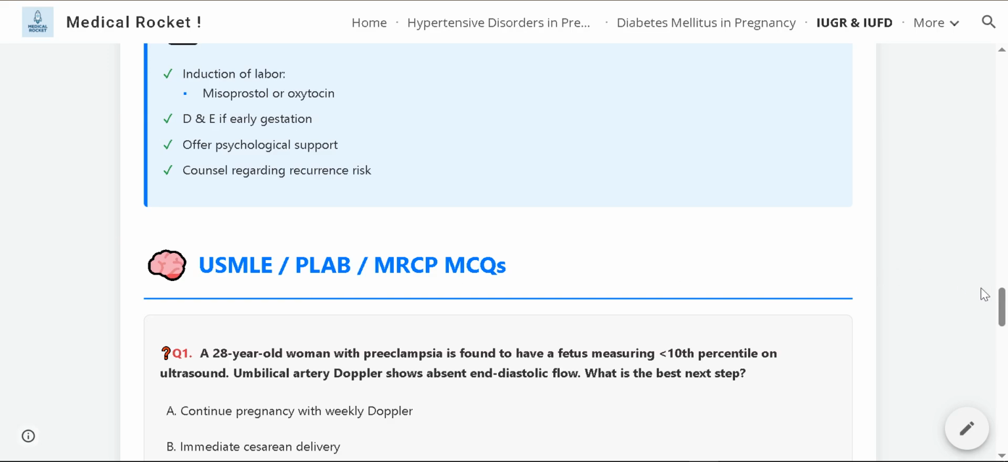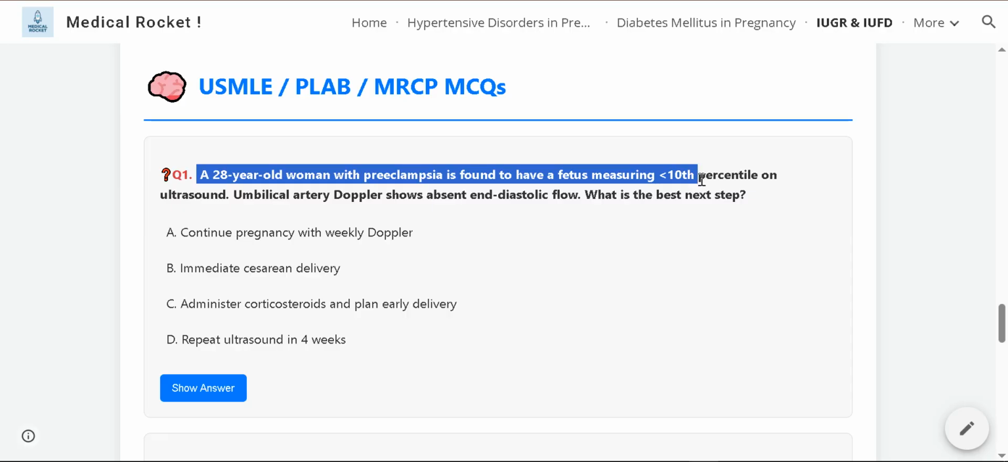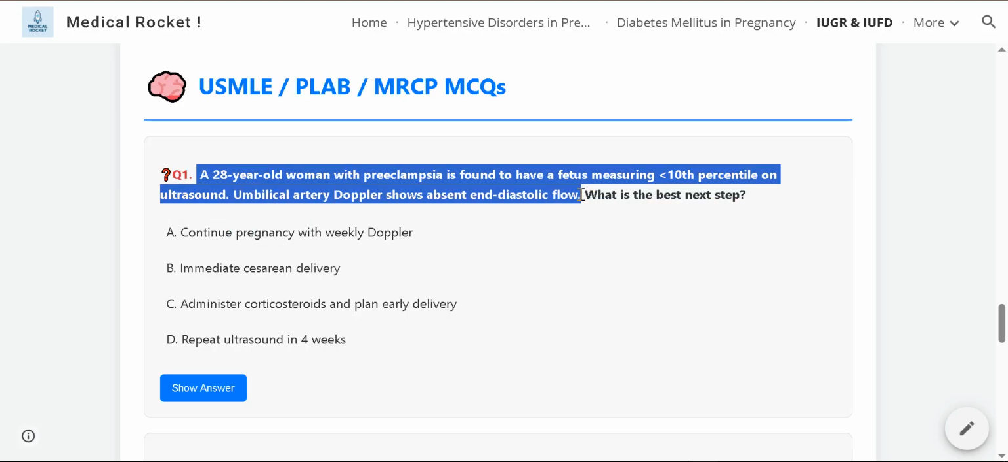Time for some high-yield MCQs. USMLE, PLAB, MRCP style, covering IUGR and IUFD. Let's test your sharpest clinical instincts. Q1. A 28-year-old woman with preeclampsia is found to have a fetus measuring less than 10th percentile on ultrasound. Umbilical artery Doppler shows absent end diastolic flow. What's the best next step?